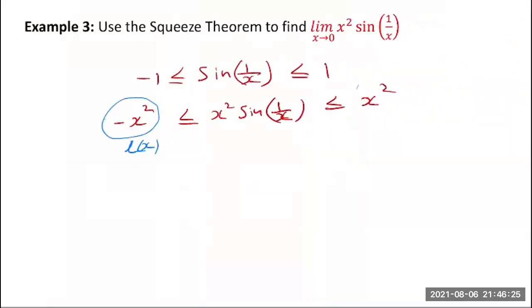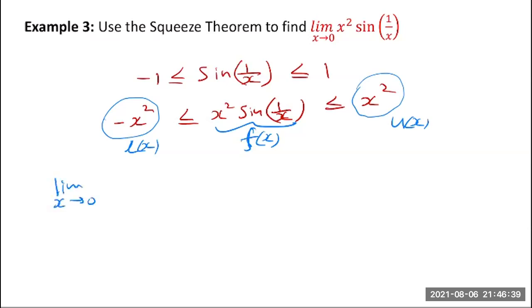That's L of x. View this function as your u of x, and view this function as your f of x. Now you can apply your squeeze theorem. Notice that the limit as x approaches 0 of L of x is equal to 0. Also, the limit as x approaches 0 of u of x is also 0.